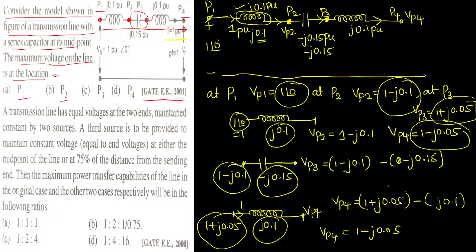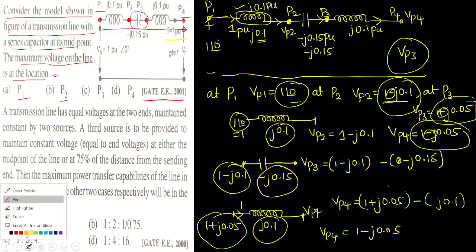If you compare all these values, here we have only 1. Here we have 1 minus j0.1. Whether it is real or imaginary doesn't matter, but it is a lesser value. Here also we have minus. Which quantity is having plus? 1 plus j0.5, just to compare the rectangular values, right? Out of these 4, the highest value is Vp3. So the maximum voltage will be available at point P3. What is the correct answer? Option C is the correct answer.